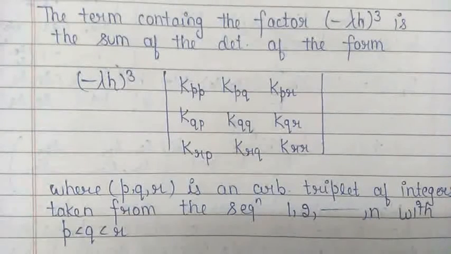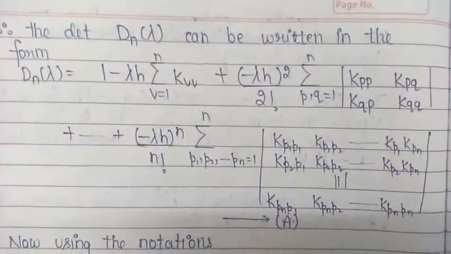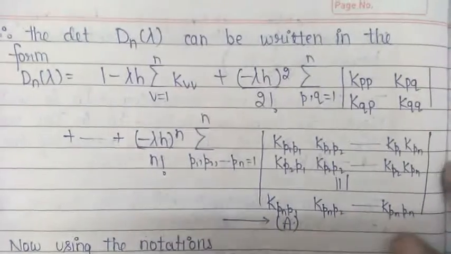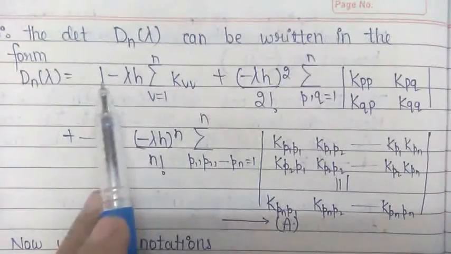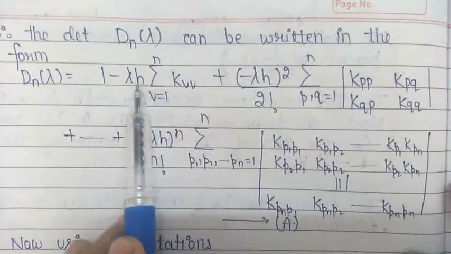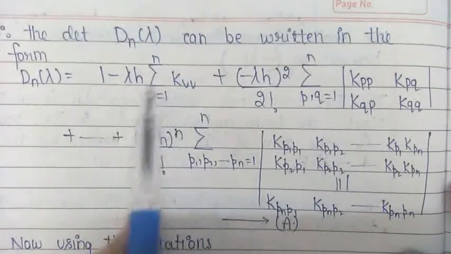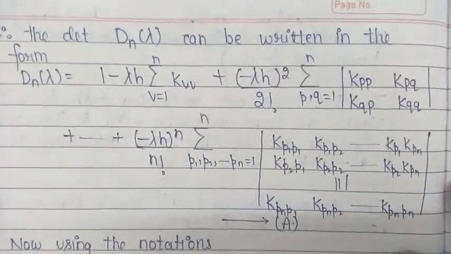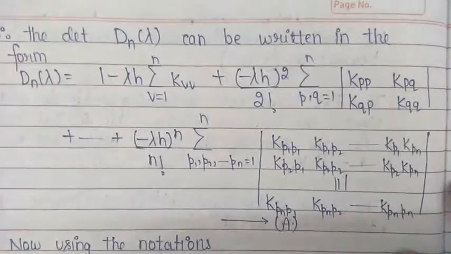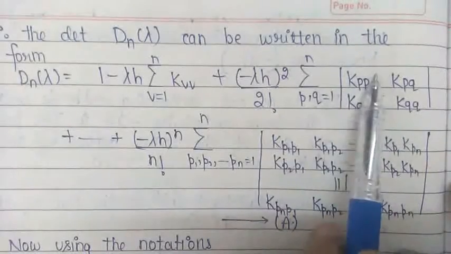In the same way we can find the remaining powers of the factor minus lambda h. Now we can write the determinant Dn lambda. The determinant Dn lambda can be written as follows: the constant term was 1, so that will be 1. The term with minus lambda h was the sum of the factors of this type. The next term which contains minus lambda h whole square was the sum of the terms of this type.